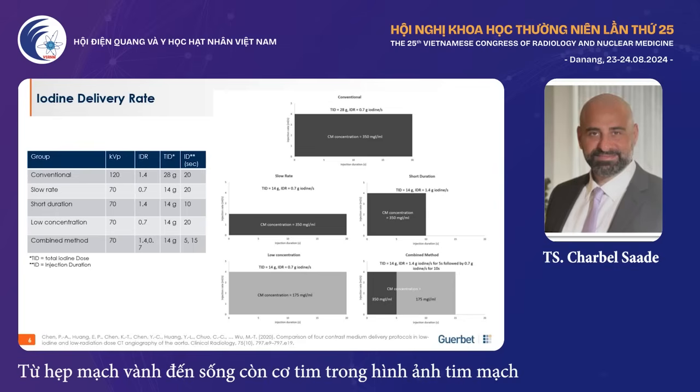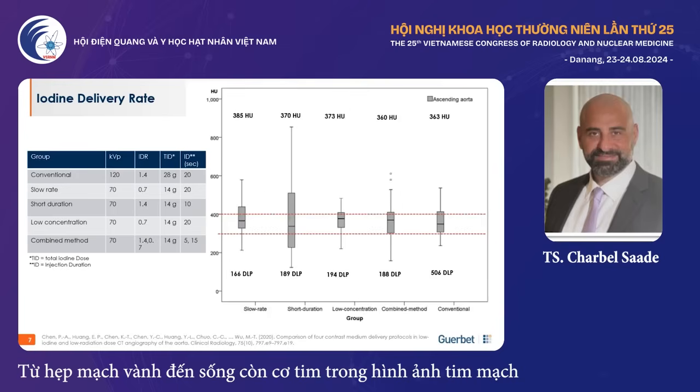You don't need more than that in terms of concentration because you're using a lower kVp, you get higher Hounsfield units. As you can see here with the iodine delivery rate across the 5 different protocols, the combined method, as well as the low concentration and the conventional technique, showed closer and more compact image quality and Hounsfield unit density.